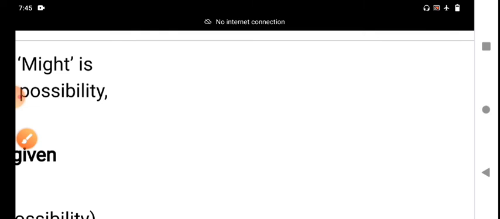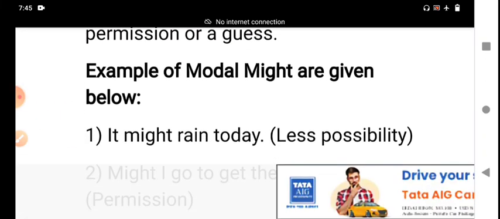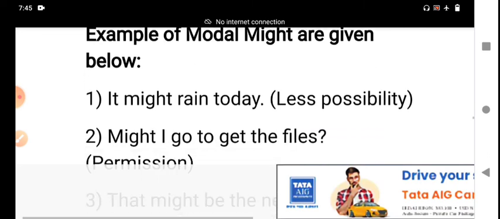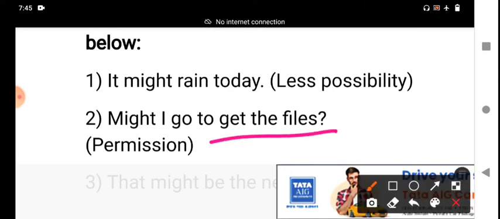Some examples here. It might rain today. Less possibility. Might I go to get the files? Permission. Less than may. May is more polite. Might here does not mean a past activity. It is a present activity. It is polite. Might I go to get the files? It is also permission. May I go to get the files? It is also permission.